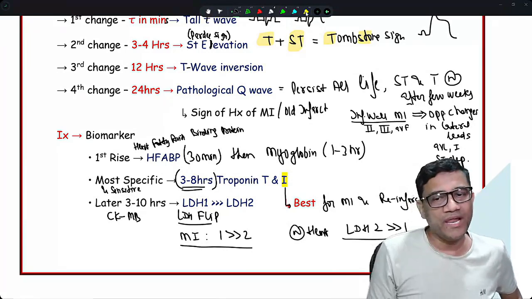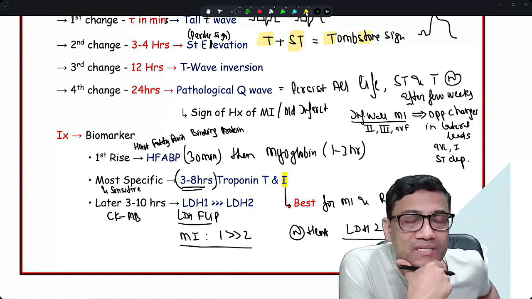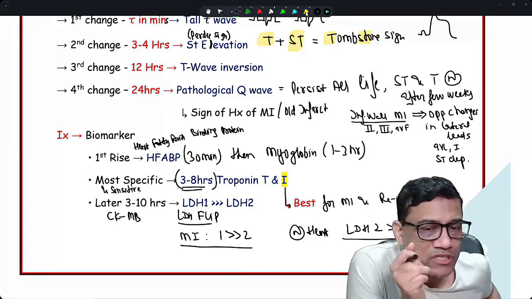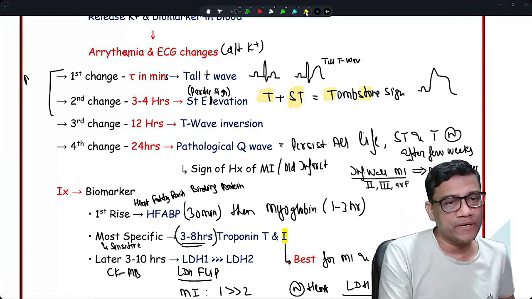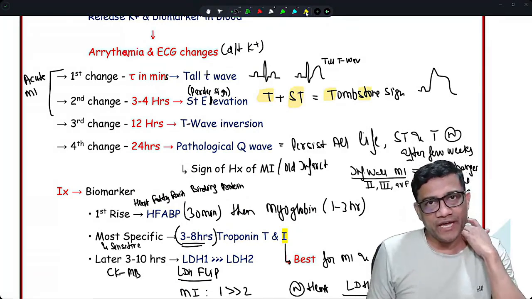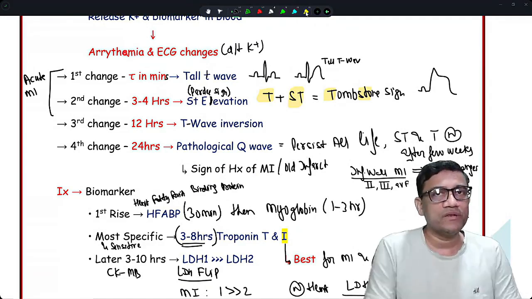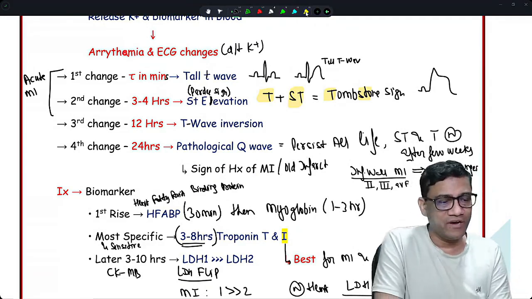But what stays all life? Q. That is why if you see only Q changes, suspect an old infarct. If you see Q with all this, it indicates acute MI. So how do you differentiate acute MI from an old one? The answer is Q wave or the ST changes give an idea. Are you clear?